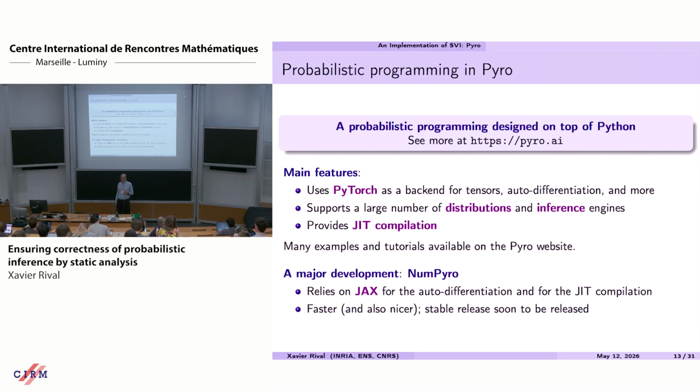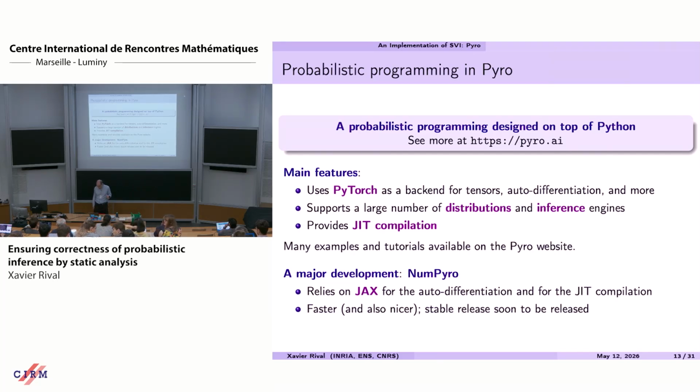It uses PyTorch for a lot of things. It uses PyTorch to represent tensors, but also for auto-differentiation, which is very heavily used in the definition of SVI, as we are going to see on Thursday. And it supports many distributions, many engines. You can try many things other than SVI. So it's a nice place to play with many inference engines.